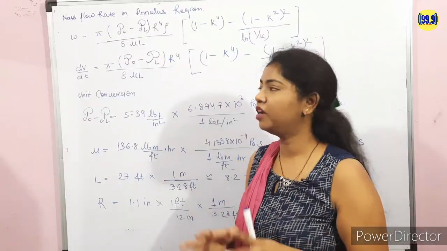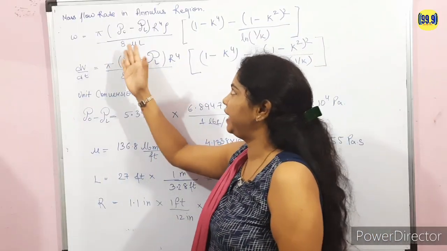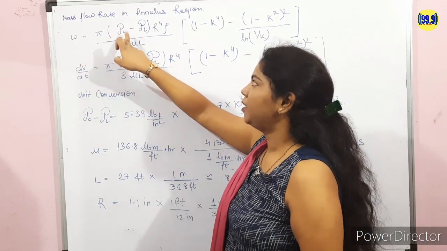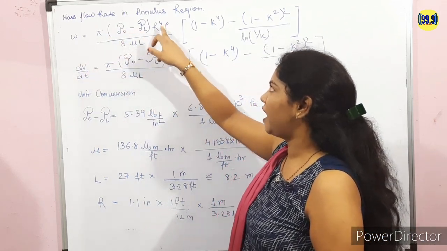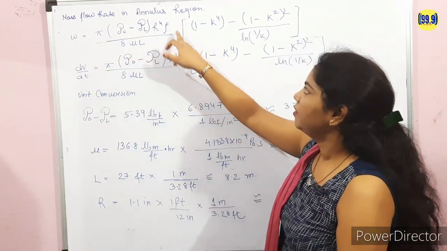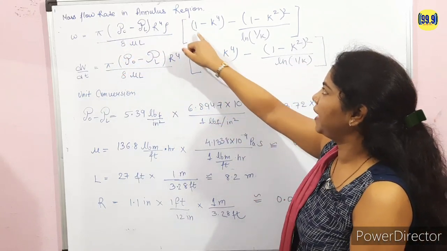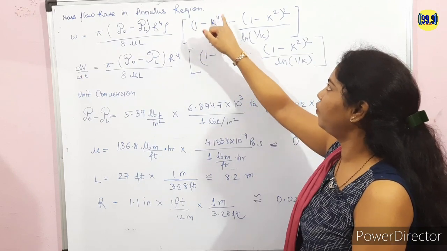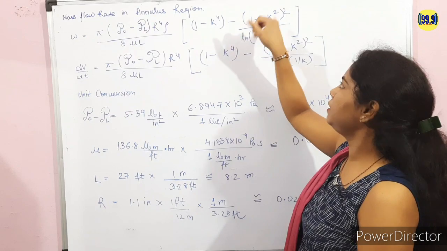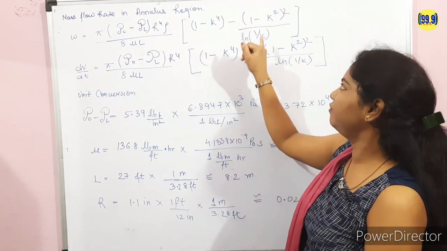So student, the formula for calculating the mass flow rate in the annulus is W is equal to pi (P naught minus P L) R to the power 4 rho upon 8 mu L, times the bracket [(1 minus k to the power 4) minus (1 minus k to the power 2) whole squared upon ln 1 upon k].